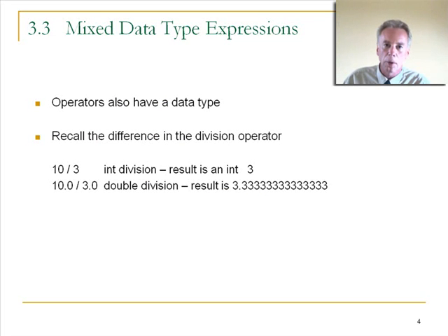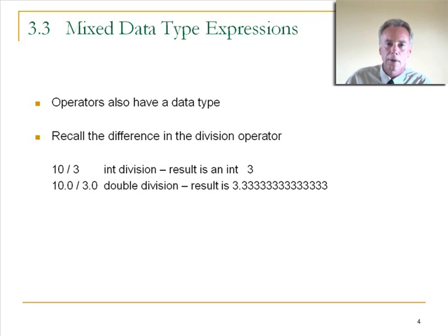In the last segment, we looked at the fact that the operators also have a data type, and recall that we did examine the difference between integer and double division. So 10 divided by 3, the result is 3, an int, and 10.0 divided by 3.0 is 3.3 repeating, which is a double. So these aren't really mixed data type expressions. This is just an example that there are differences in the computation using the different data types.